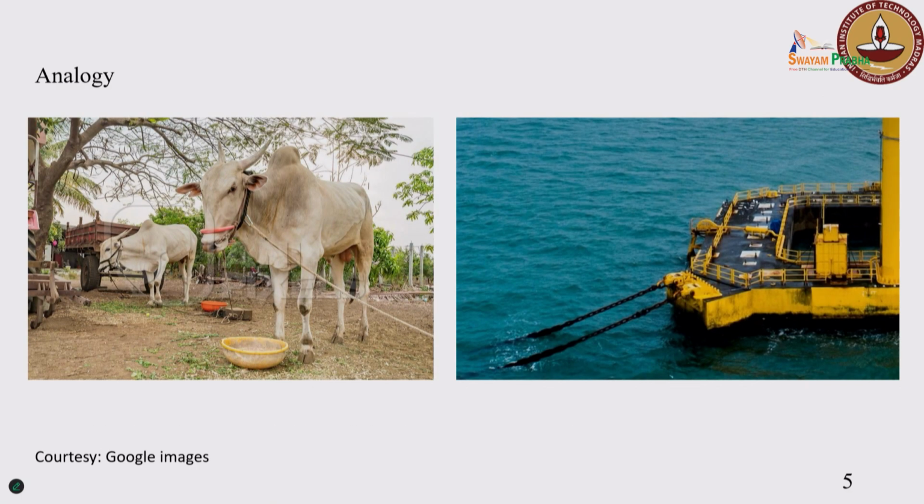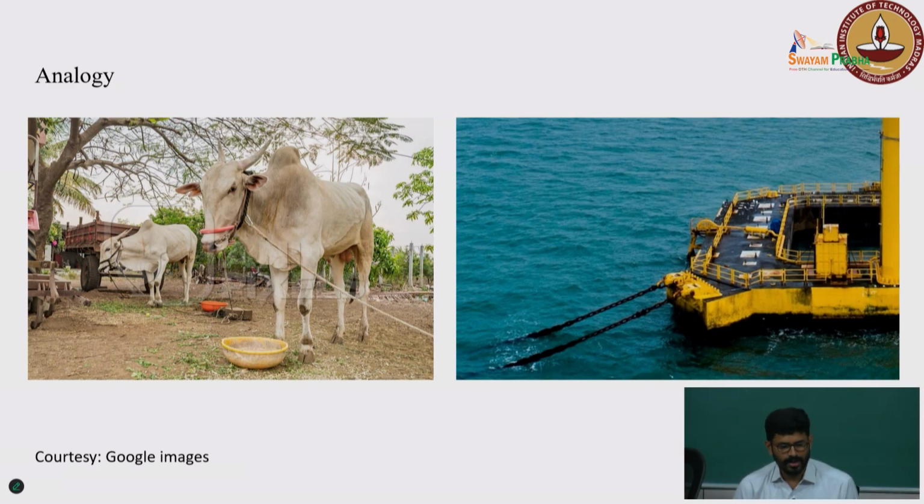An analogy, just for keeping us grounded here. This is what we might have seen in our villages, wherein you have a cow and a rope which is tied, right? Basically here, when we say a cow, we are restricting its motion. We are restricting it to go around a particular point, correct? In the same way, for our floating structures, for your mooring, one end is connected to the floating structure, the other end is connected to the seabed, right?